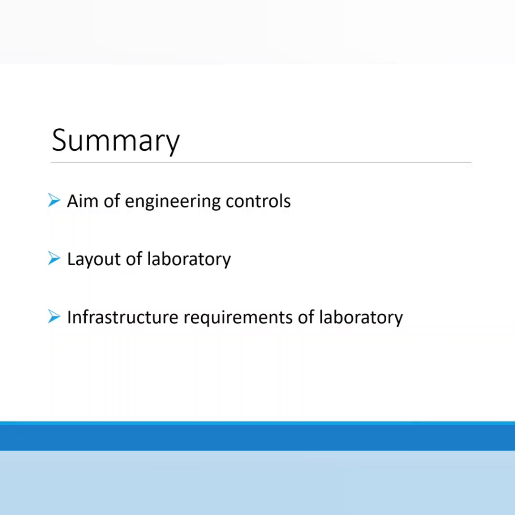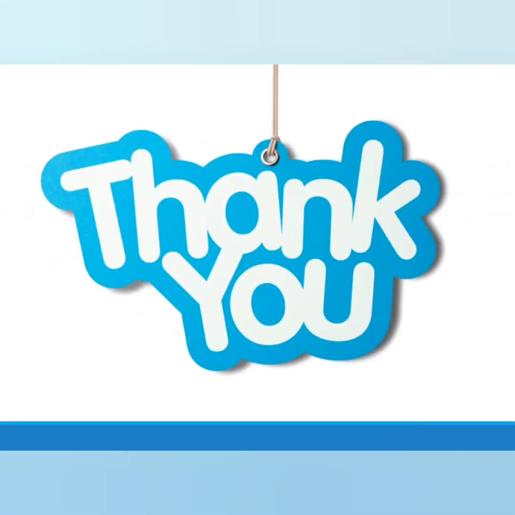To summarize, we looked at the aim of engineering controls, which is to provide a safe, accessible environment for laboratory personnel to conduct their work. We looked at the layout of a laboratory, which was divided into a specimen collection area, a main laboratory area, and general laboratory area, each of which was further broken down. The infrastructure requirements of the laboratory included water supply, power supply, ventilation, temperature control, noise control, workbenches, communication systems, signages, doors, and corridors. Thank you.